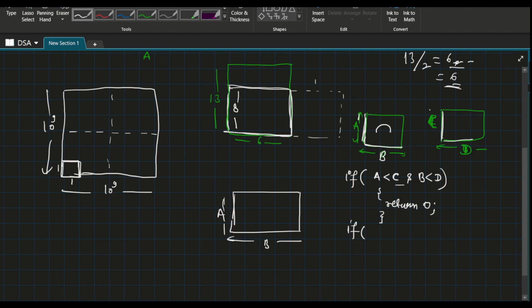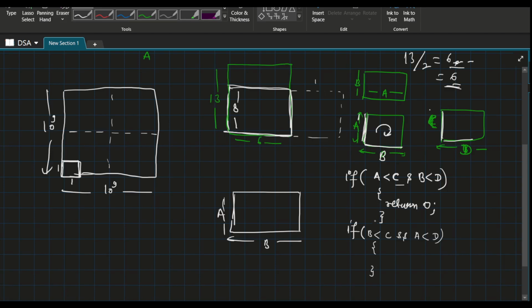If we turn this carpet by 90 degrees, it will look like this. This will become A and this will become B. So what we can check is whether B is smaller than C and A is smaller than D, because now we have turned our carpet by 90 degrees, so our axes will change. Now A will become B and B will become A.